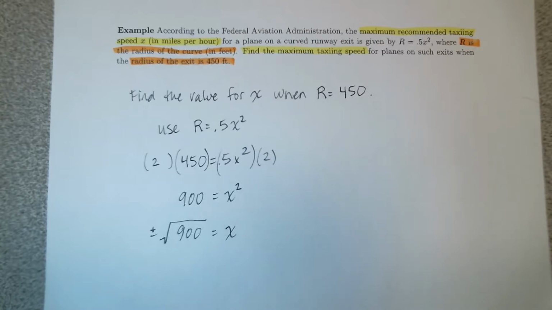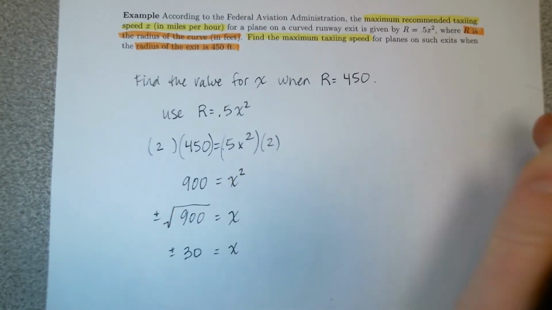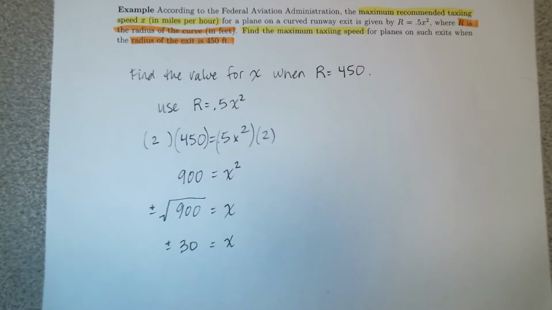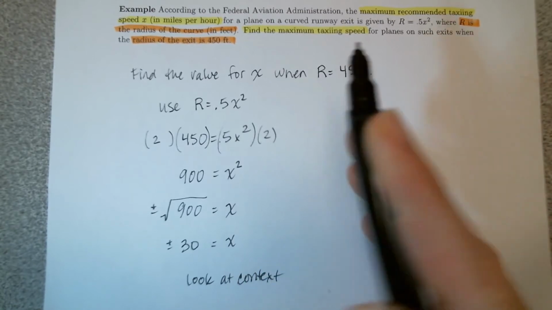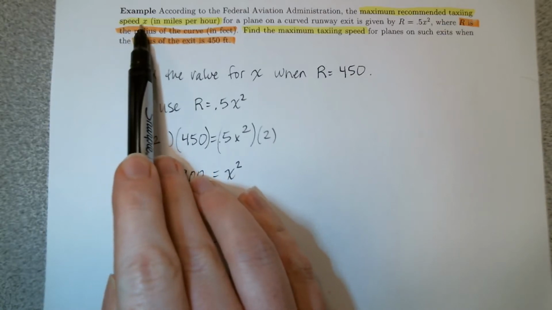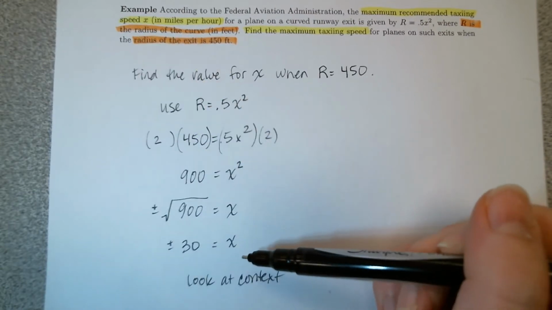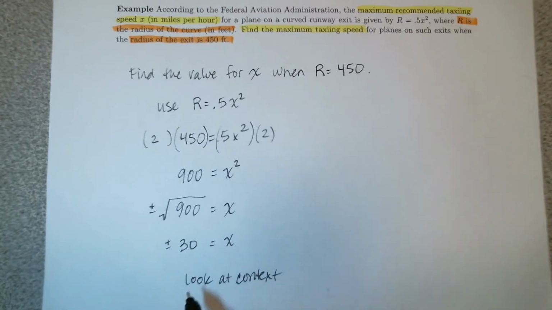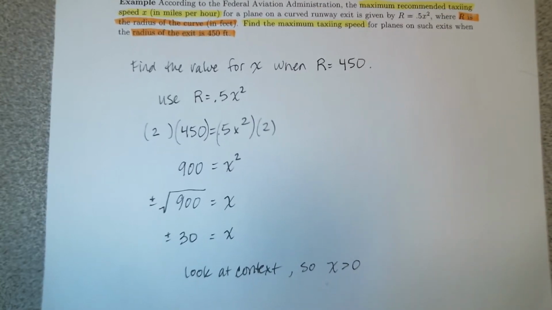The square root of 900, this one's not too bad. That is 30, so I really have plus or minus 30. Now, since this is an application problem, you really need to consider the context before you provide your answer. So let's look at the context. x is representing speed, how fast the plane is taxiing, and speed is generally not negative. So I really don't want x to have a negative answer. It should just be positive. So x should just have a positive value when I give the answer.